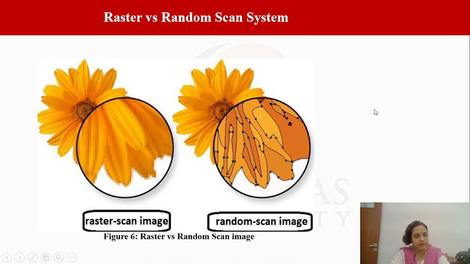This is the example, raster versus random scan system, which we have covered. In random scan there is line drawing, just like we draw with pen or pencil. We can see the basic difference in this figure.